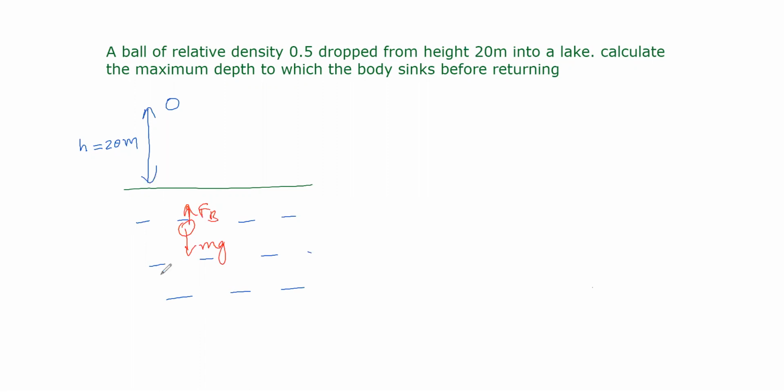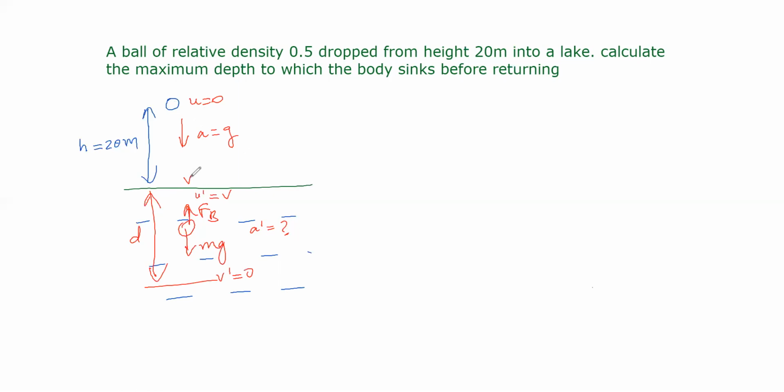Since they are asking the maximum depth it goes before returning, after entering the lake it has to move in retardation motion. That means it will come to rest where it returns. Here initial velocity we take as 0, and the final velocity will be some amount. This final velocity will be taken as the initial velocity u dash equal to v, and at last the final velocity v dash equal to 0. Here acceleration is equal to g. We have to find the acceleration a dash, and after finding it we can find the depth the ball goes down.